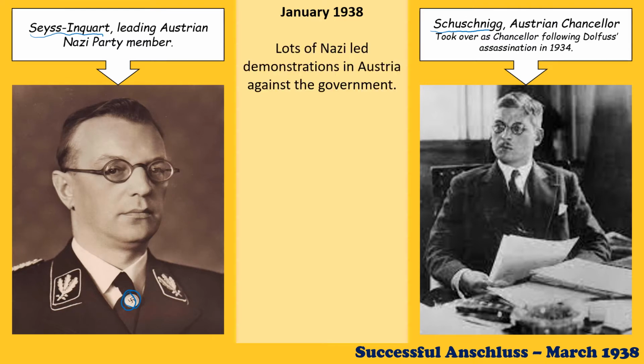In January 1938, there were lots of Nazi-led demonstrations in Austria against the government. Just to give a bit of context here, by 1938, if we look at it from a perspective of Nazi Germany, and some of you might be looking at this having studied Nazi Germany as part of your GCSE history course, you will already know that 1938 is a real significant year for Hitler and the Nazis, because it's really the year where they are at their peak level of power. They literally have the German people in their hands.